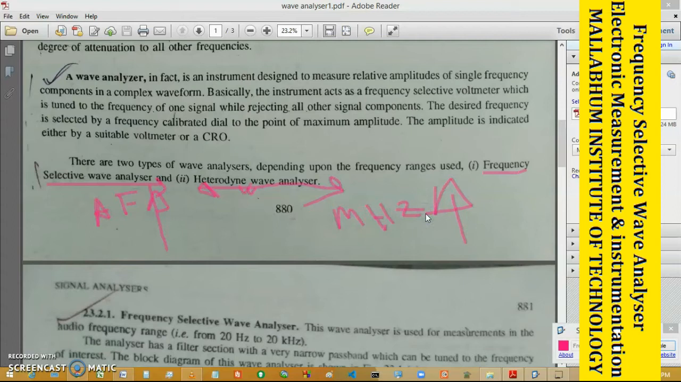That means if the signal analyzer or the wave analyzer is used to measure the amplitude of a frequency in the audio range, then it is called the frequency selective wave analyzer. You can use the frequency selective wave analyzer in that case. But if the purpose is to measure the higher frequency amplitude, then you go for the heterodyne wave analyzer.